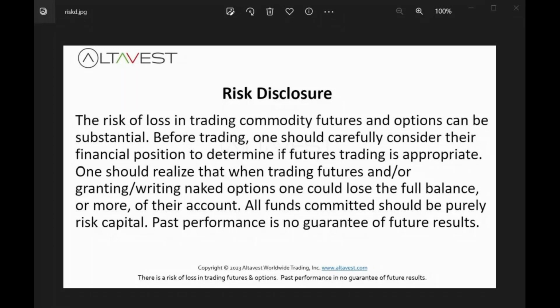So do take a look at the risk disclosure. It is important to read through that in the next few moments here. Remember that all funds committed should be risk capital, and that past performance is never a guarantee of future results.